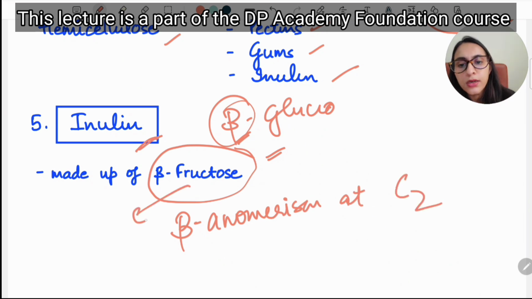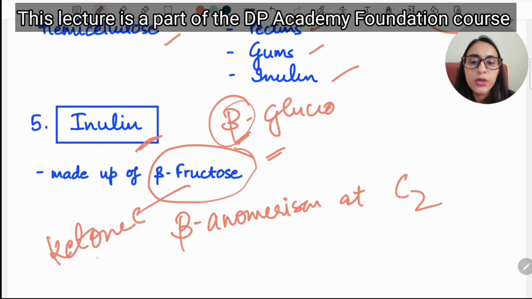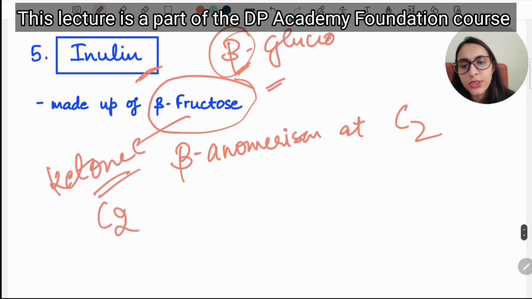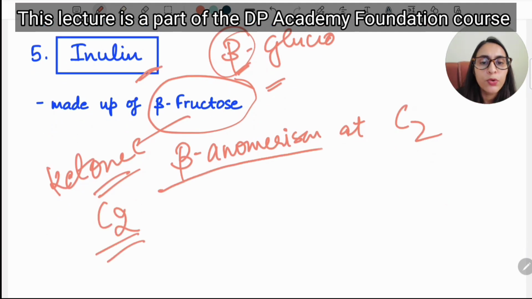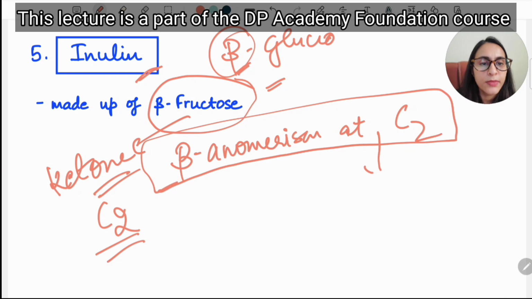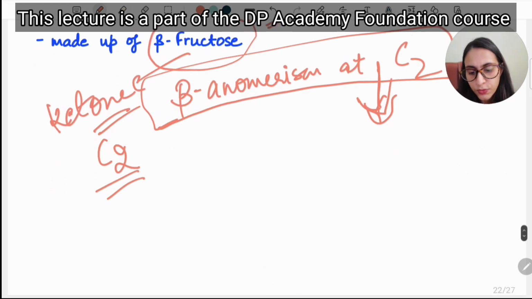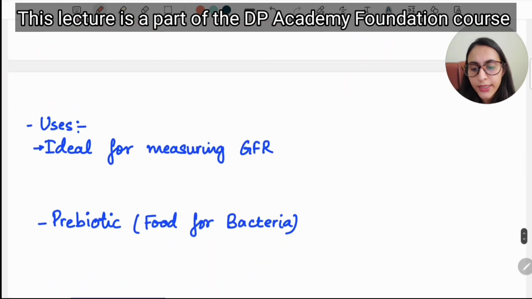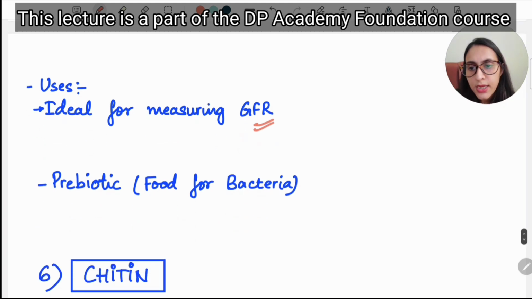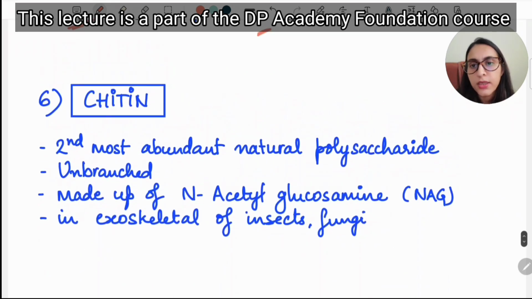So fructose is a keto sugar. It has a ketone functional group which is present at C2. So inulin is not broken because of the beta anomerism present at C2, because it is a ketone group, and the ketone group is present at C2. So inulin is ideal for measuring the GFR because it is neither secreted nor reabsorbed by the kidneys, and along with the probiotics it is used as prebiotics, that is, food for the bacteria.